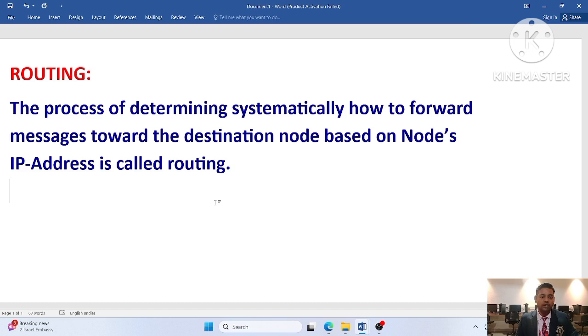First we have to learn the definition of routing. It is the process of determining systematically how to forward the messages or data packets toward the destination node based on the node's internet protocol address. So this is the definition of routing.